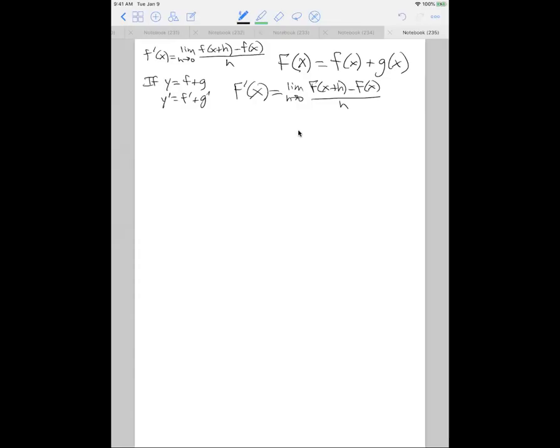Okay, let's discuss now taking the derivative of the sum of two functions. All right, let's go to the iPad and let me show you. Let's work through that and the process.